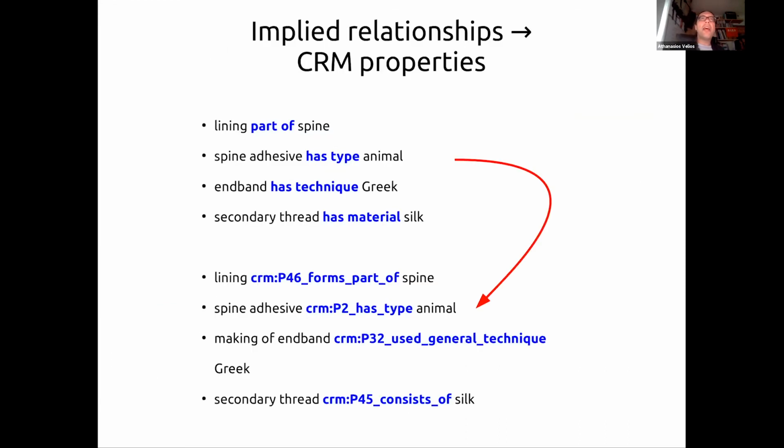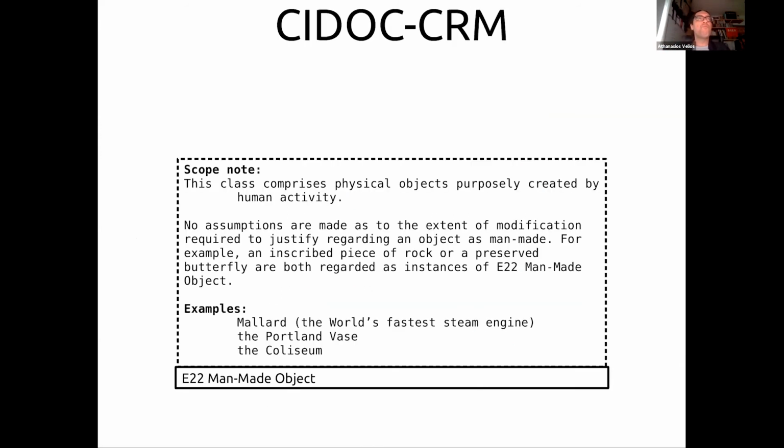So the CIDOC-CRM provides these kinds of relationships. It only formalizes them a bit so that everyone knows what I'm talking about. So instead of part of, we use P46 forms part of. And instead of has type, it says P2 has type, and so on. Just formalizations, but it's exactly the same thing. So all these properties as well, I need to explicitly declare when I'm doing my mapping.